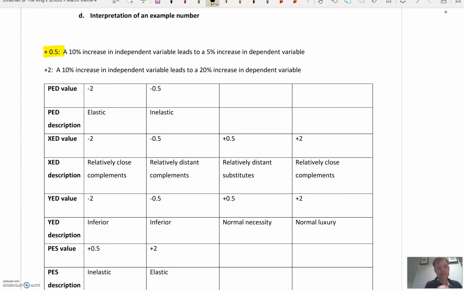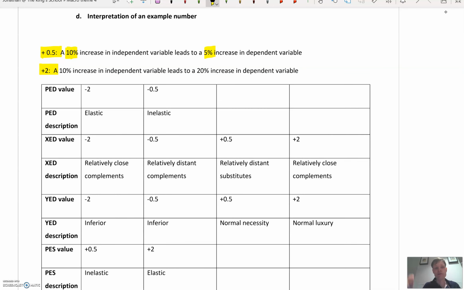And as a rule of thumb, I would always just use two different ones, 0.5 and 2. Two really easy numbers to work with. 0.5 for the 10% increase in the independent variable, so that would be the price generally, that would lead to half as much percentage change in the other variable, that's the quantity. So for example, for PED, if the price went up by 10%, that would simply mean the quantity demanded would go down by 5%.